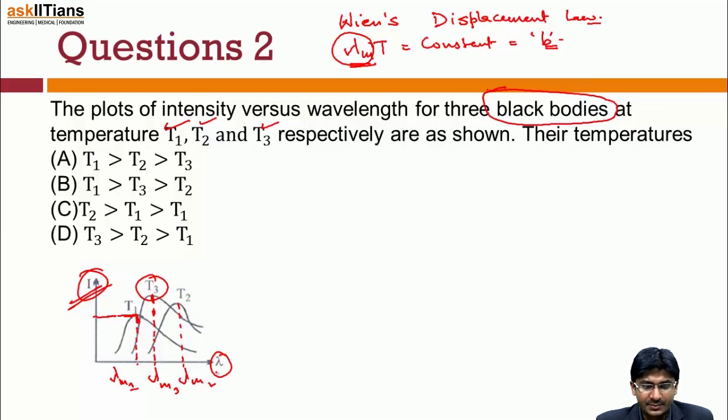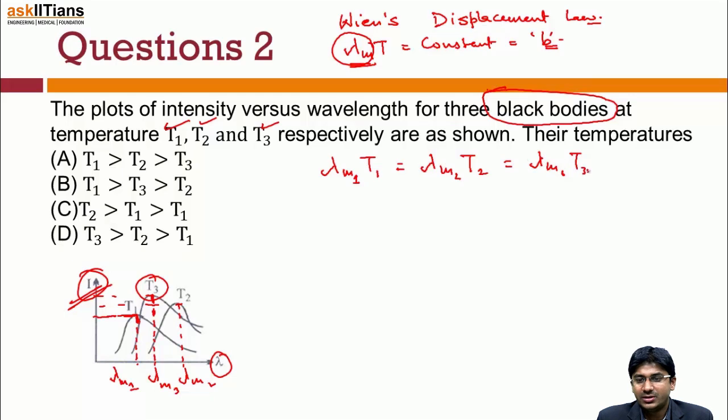This is lambda m2. These are the three maxima points here. Now Wien's displacement law says that lambda m1 T1, lambda m2 T2, lambda m3 T3, these three are equal. This is Wien's law.